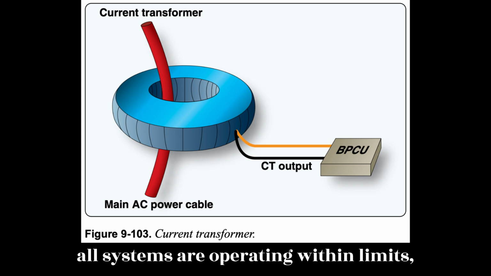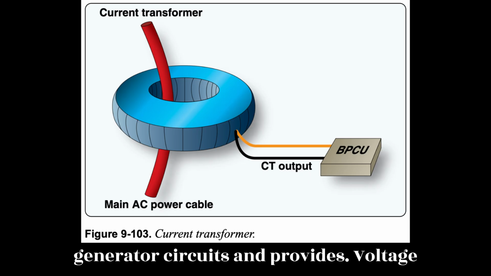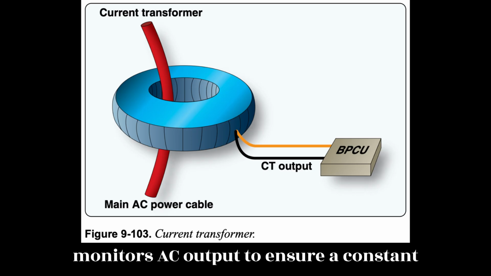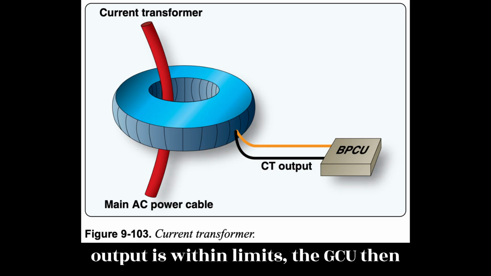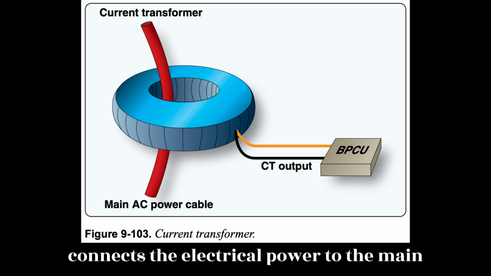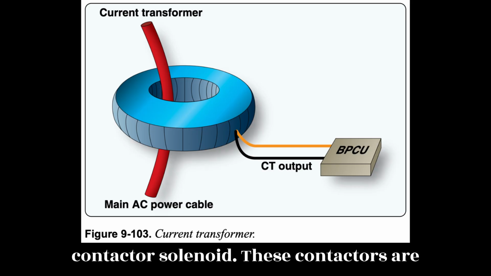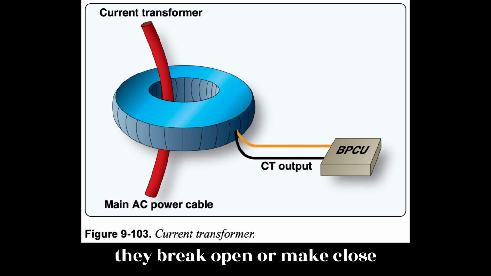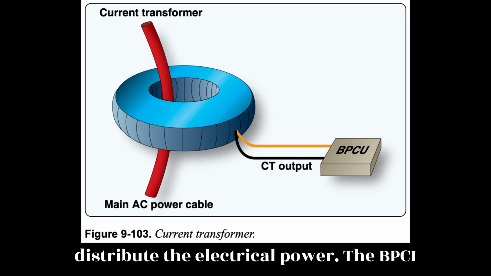If all systems are operating within limits, the GCU energizes the appropriate generator circuits and provides voltage regulation for the system. The GCU also monitors AC output to ensure a constant 400 Hz frequency. If the generator output is within limits, the GCU then connects the electrical power to the main generator bus through an electrical contactor, a solenoid. These contactors are often called generator breakers, GB, since they break (open) or make (close) the main generator circuit. After generator power is available, the BPCU activates various contactors to distribute the electrical power.